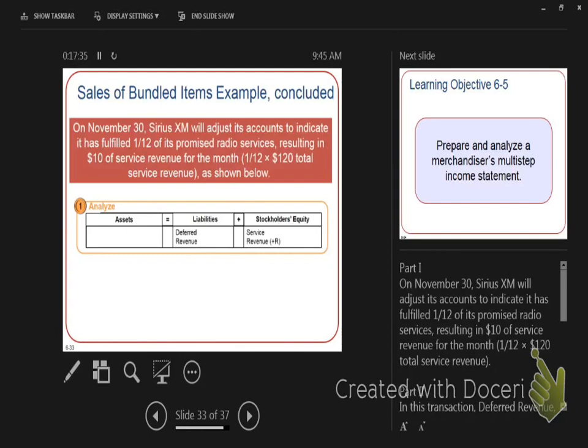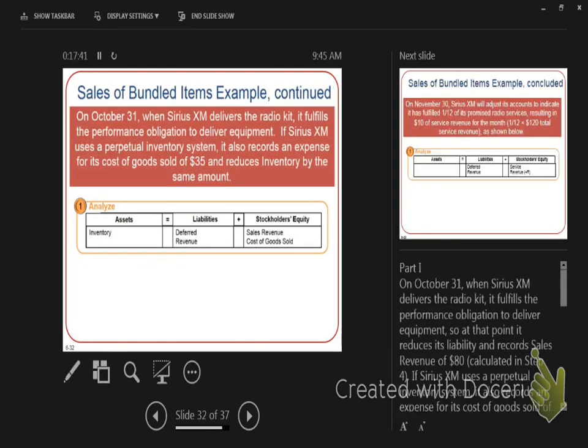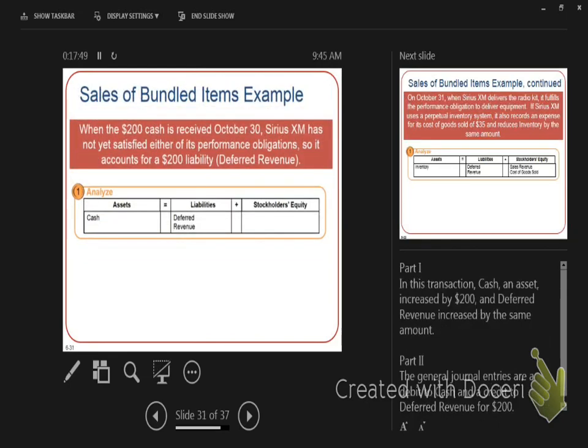All right, so there's our 3 journal entries. This one's a month later, so keep that in mind. So what do you think we're going to do? On the 30th, on this one, or go back? Go back. Yeah, that one. Okay, what are we going to put? 200. So we're going to do cash for 200 and deferred revenue for 200.